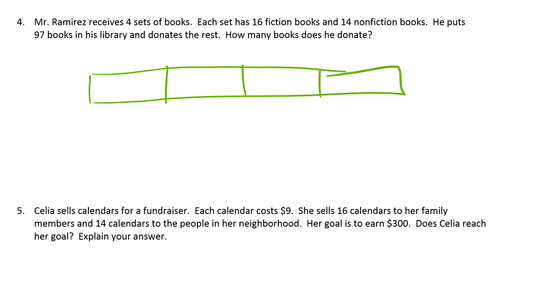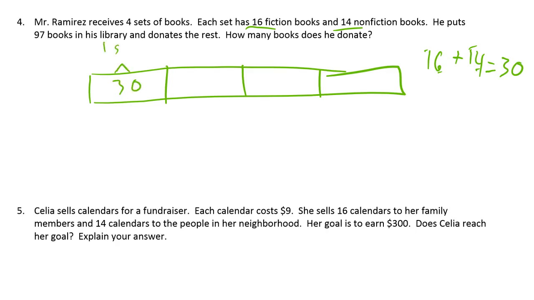Four sets of books. Each set has 16 fiction and 14 nonfiction. So that's 16 plus 14. And it doesn't tell us to think about fiction or nonfiction books. He just puts books in the library and donates the rest. So all we have to do is figure out how many books he has. So 16 plus 14, that is 2 tens, that's 20, and that's another 10, so that's 30. So these are 30s.